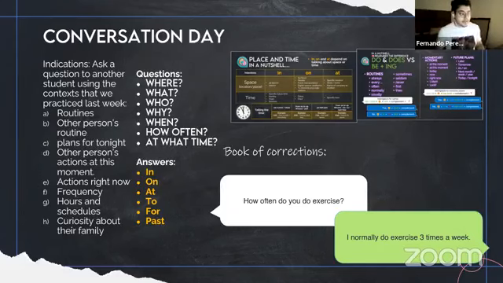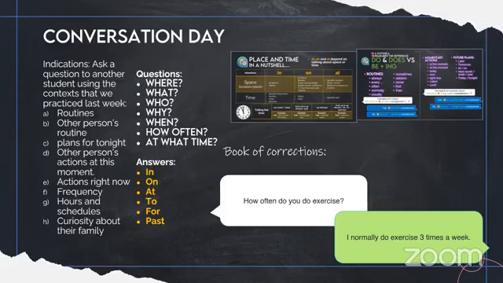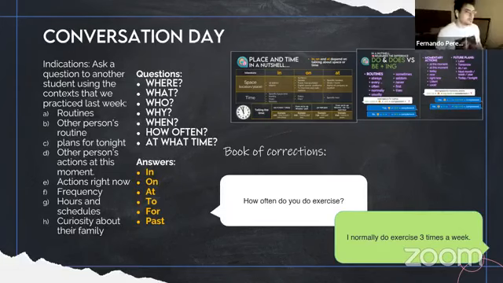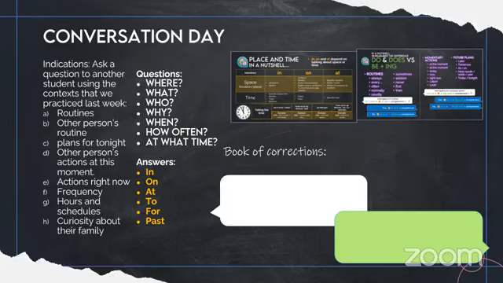Hector, ask a question to Val about other persons, no, ask a question about Val, about her brother. Okay. Well, good night. Hi, good night.